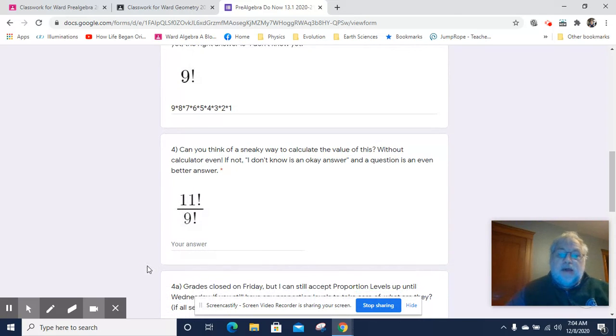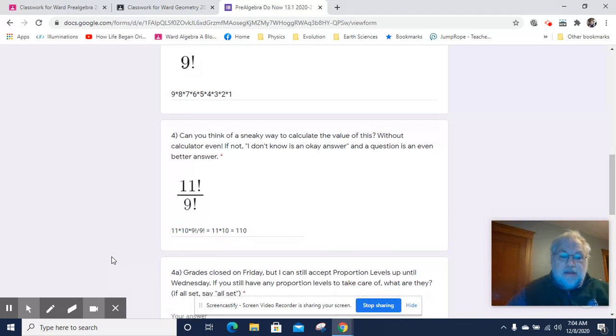So let's think about a sneaky way that we could solve this. Since this top one is 11 times 10 times and so on, and the bottom one is 9 times 8 times, we can actually cancel out. So the top one would be 11 times 10 times 9 factorial. That's what the exclamation point means. And then we're dividing that by 9 factorial. So that's just going to be 11 times 10, which will be 110. And you don't need a calculator for that.